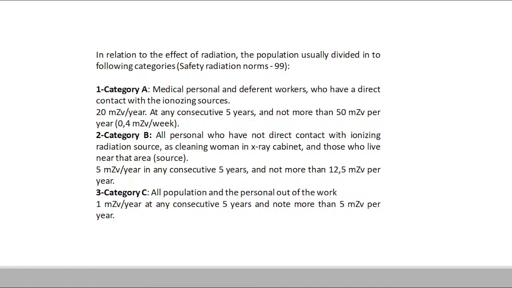Second category, category B: all personnel who have no direct contact with the ionizing radiation source, such as the cleaning woman in an X-ray cabinet, and those who live near that area, near that source. 5 microsievert per year in any consecutive 5 years and not more than 12.5 microsievert per year. Category 3, category C: all population and the personnel out of the work. 1 microsievert per year at any consecutive 5 years and not more than 5 microsievert per year.